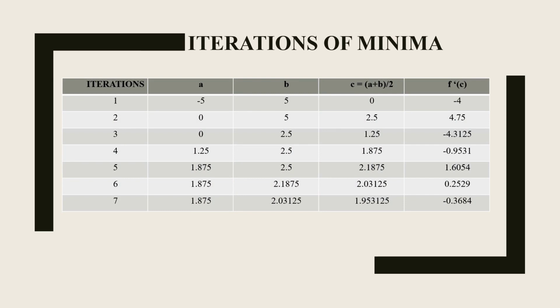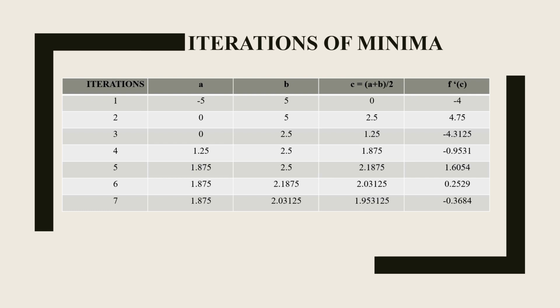These are the iterations for minimum. First of all, we have selected the interval minus 5 to 5. Then we have got the midpoint 0, and we have substituted the point, that is minus 4. So our interval will be updated to 0, 5. Next midpoint will be 2.5 and the derivative value is 4.5. We have to calculate until our desired minimum and maximum is found, or the interval is sufficiently small.